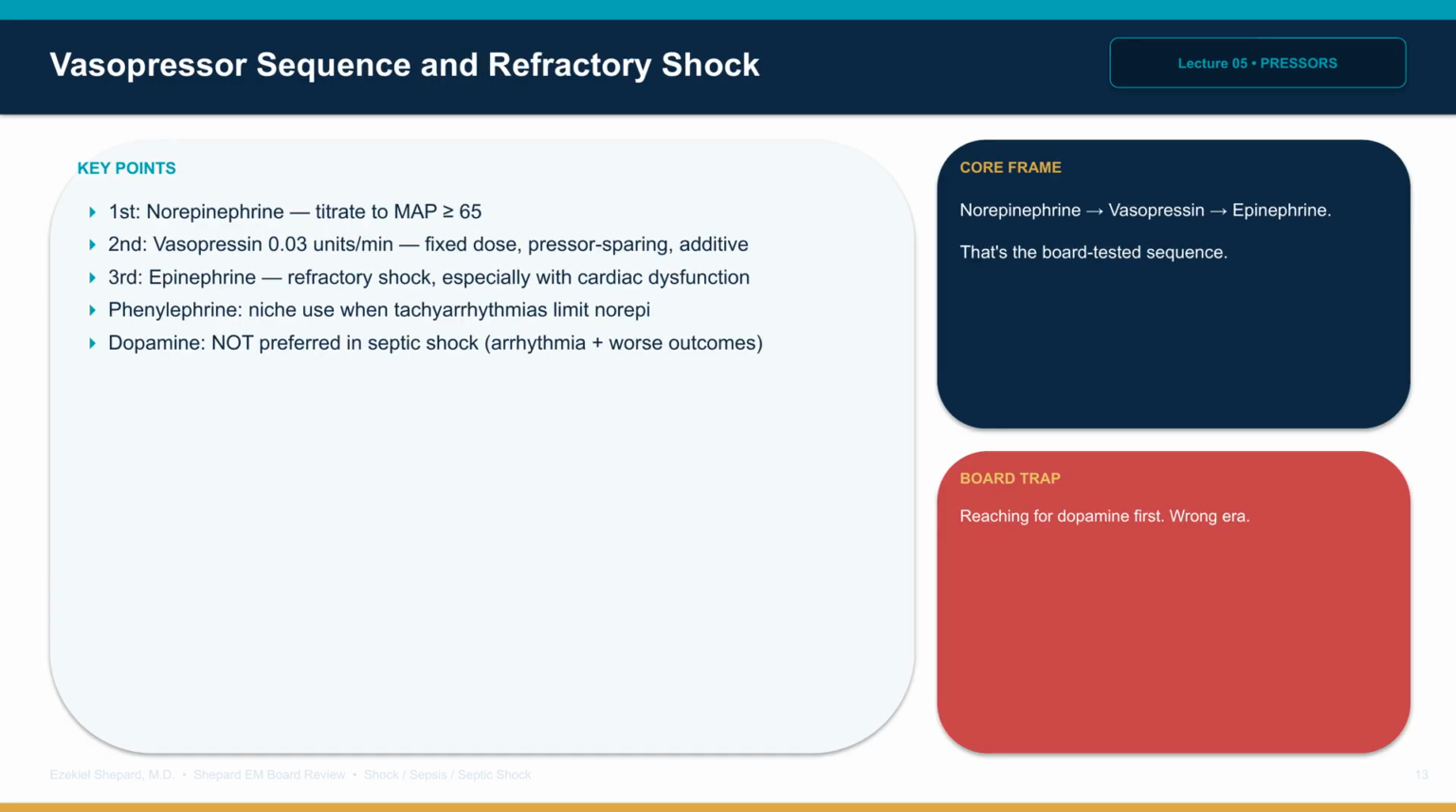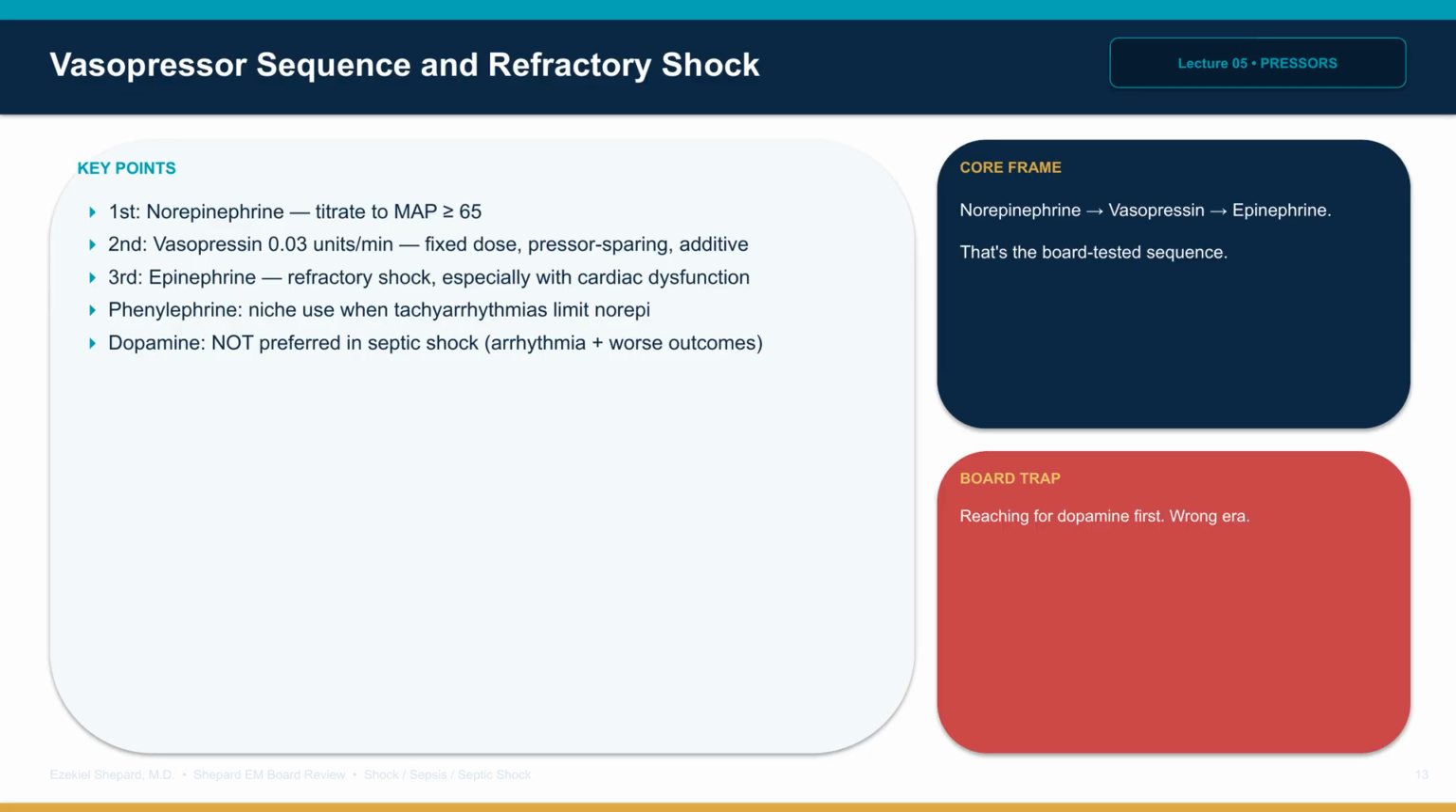The vasopressor sequence in septic shock is predictable and board-tested. First line is norepinephrine, titrated to a mean arterial pressure of at least 65. If the patient remains hypotensive on rising doses of norepinephrine, the next step is vasopressin at a fixed dose of 0.03 to 0.04 units per minute. It is not titrated. It is added on at that fixed rate, and it is both pressure-sparing and additive.